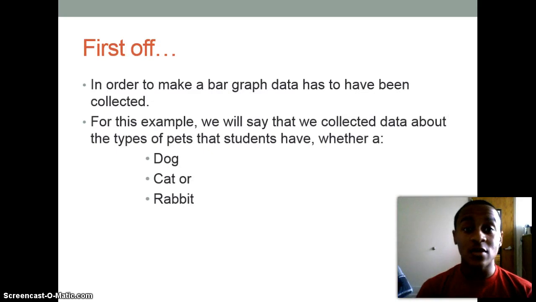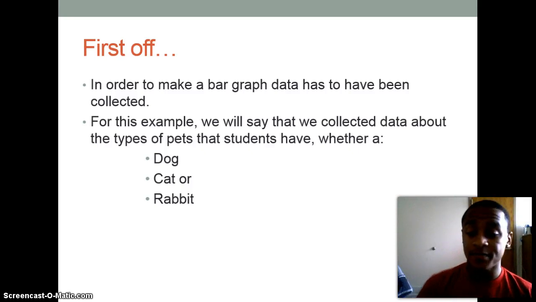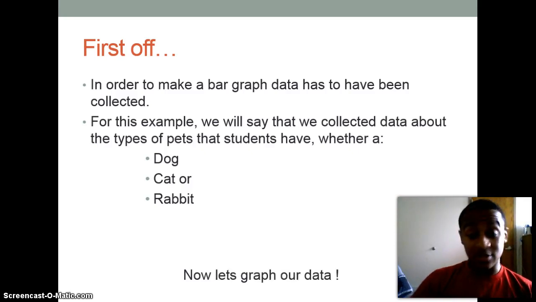First off, in order to make a bar graph, data has to have been collected. For this example, we will say that we collected data about the types of pets that students have, whether a dog, cat, or a rabbit. Now let's graph our data.